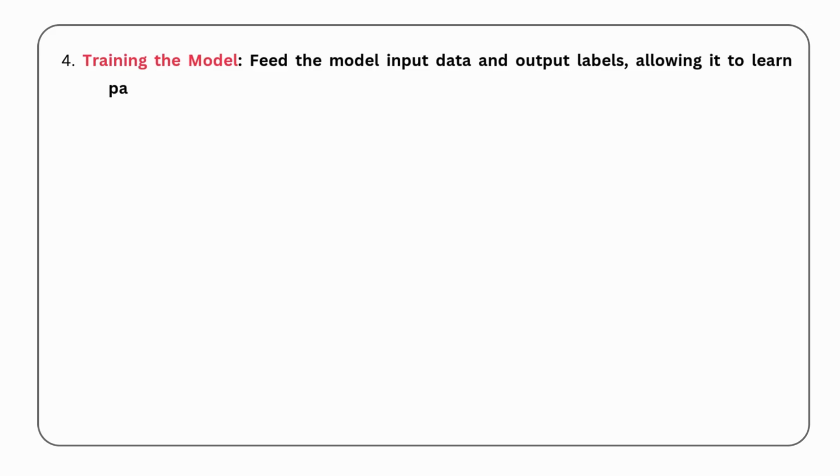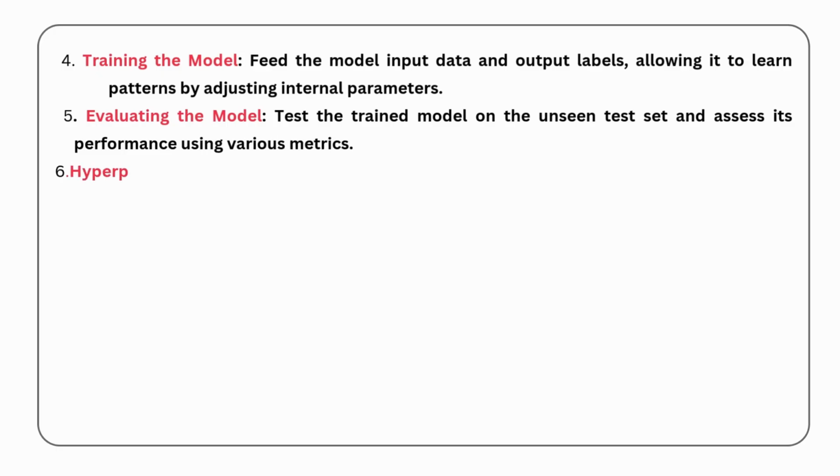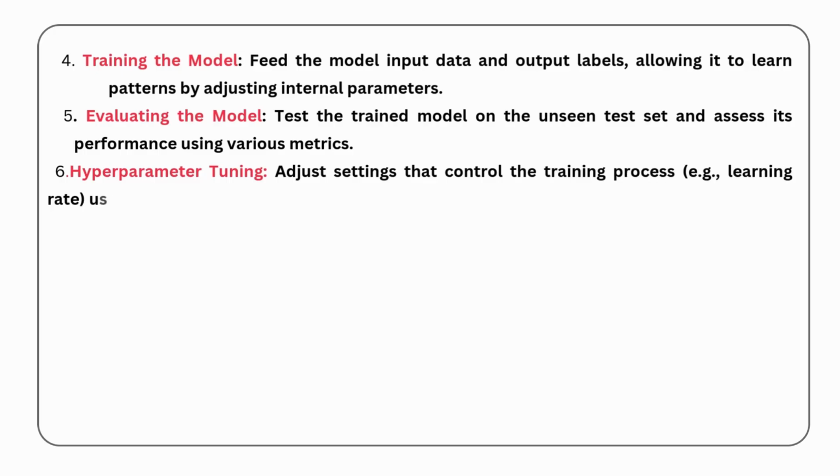Fourth, training the model. Feed the model input data and output labels, allowing it to learn patterns by adjusting internal parameters. Fifth, evaluating the model. Test the trained model on the unseen test set and assess its performance using various metrics. Sixth, hyperparameter tuning. Adjust settings that control the training process, for example, learning rate, using techniques like grid search and cross validation.